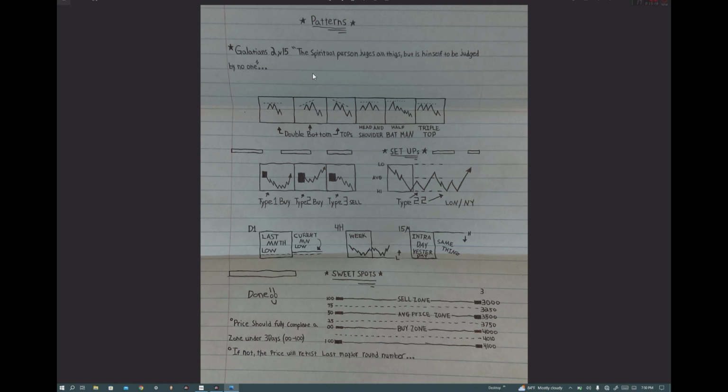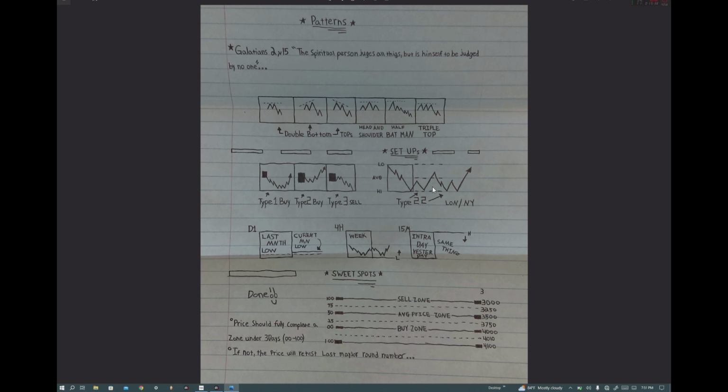We know that the spiritual person judges all things but himself is to be judged by no one. Okay, so I want you to judge this market. I want you to judge yourself, but don't judge anyone. Don't be sitting there being a hypocrite. Don't sit there and be evil. Let this market be evil. Let them do a type 1. Let them do a type 2 or type 3.